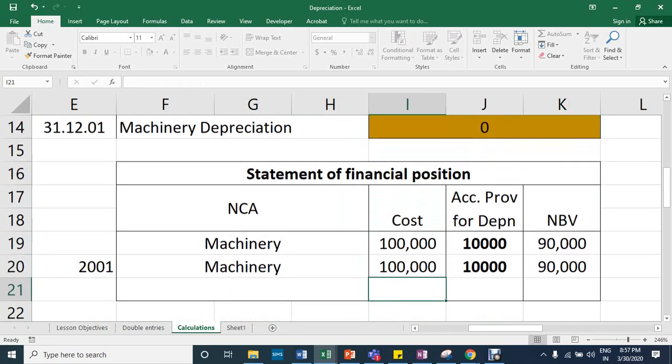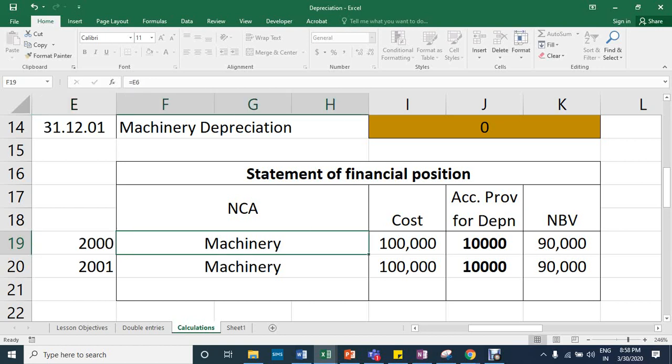Moving back to the statement of financial position, calculation for the year 2000: non-current asset machinery cost 100,000, and then your accumulated provision for depreciation is 10,000 for the current year. So make sure you show this 10,000 within brackets. And then your net book value will be 90,000.